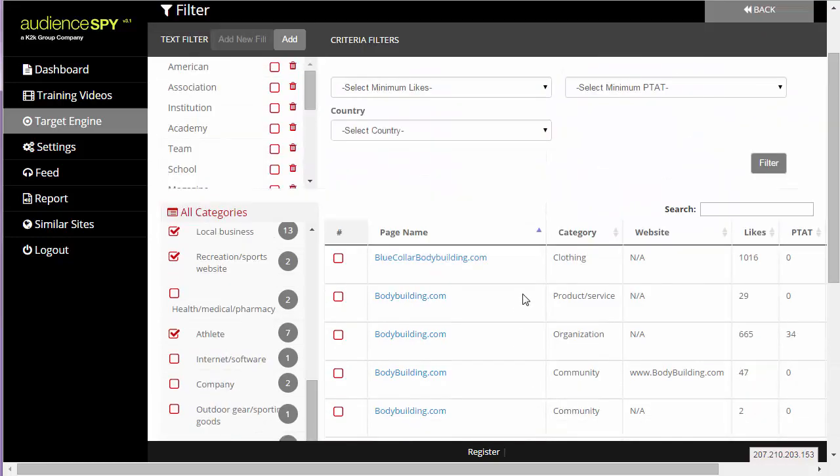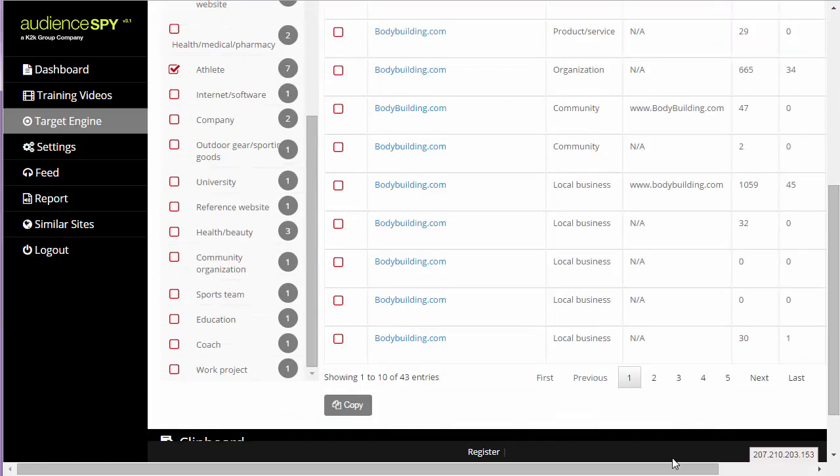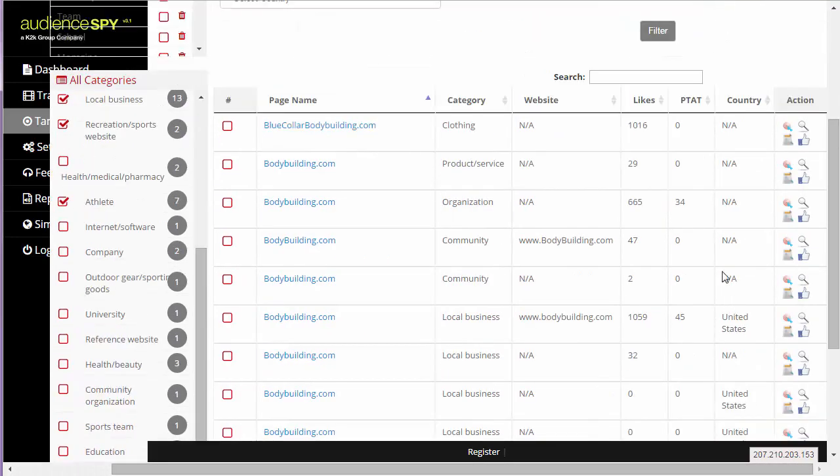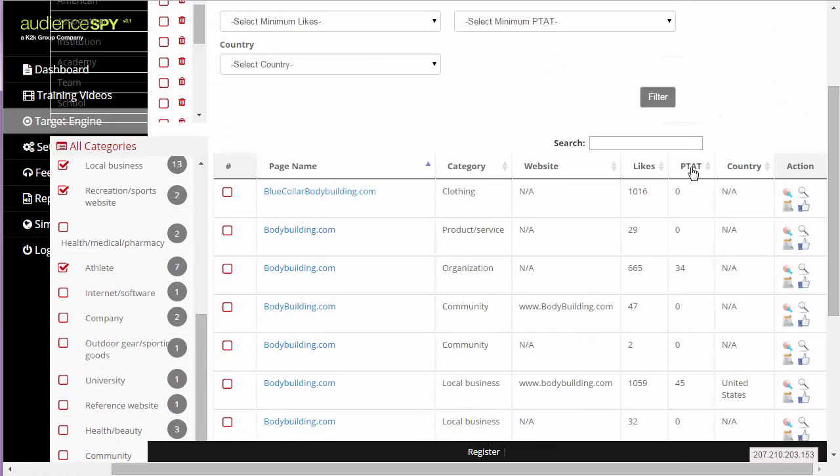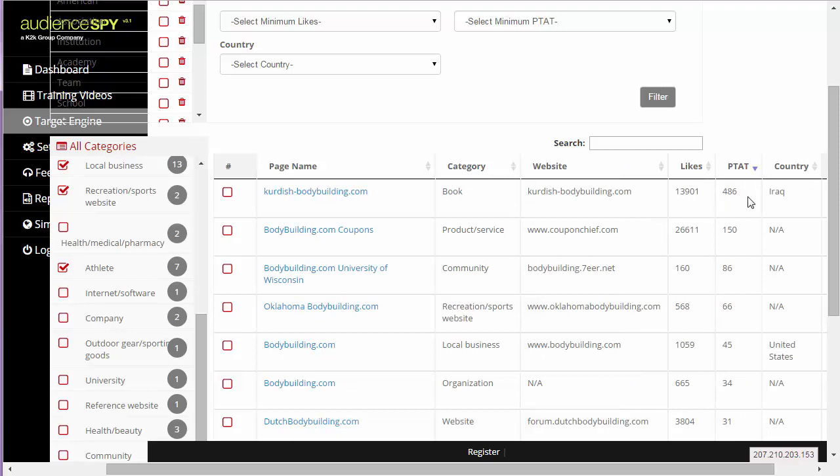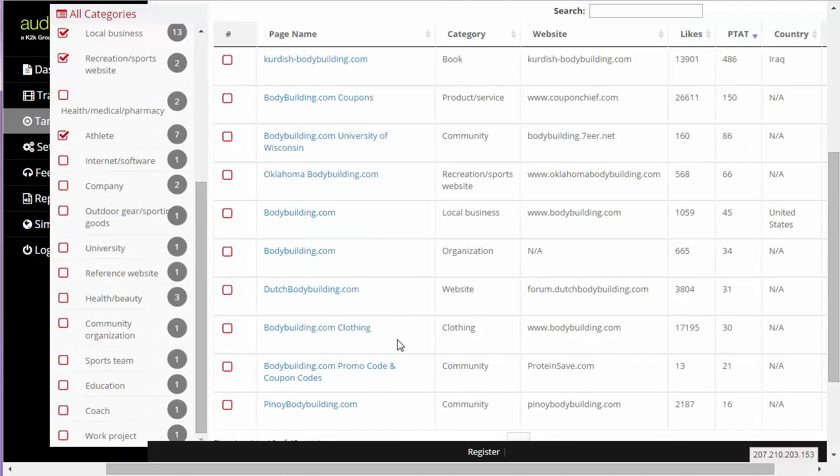Lost my bar now. There it is. And if we sort by actively, people are active in it. So the main one is this one, but Kurdish bodybuilding isn't really what we're particularly interested in. Neither's that. So the bodybuilding one, if we're doing bodybuilding, it's great. But similar again, if we look at this one, bodybuilding clothing, 17,000 likes.